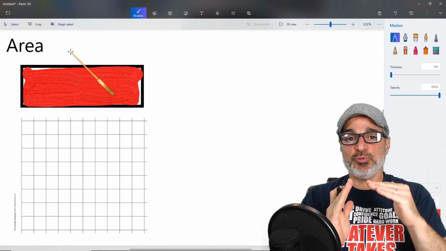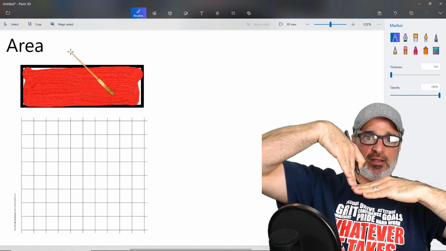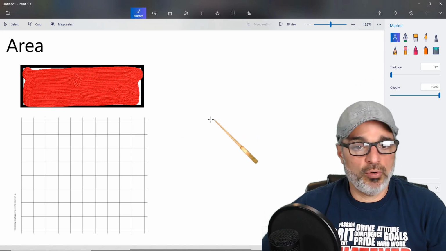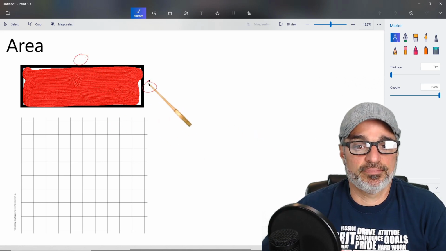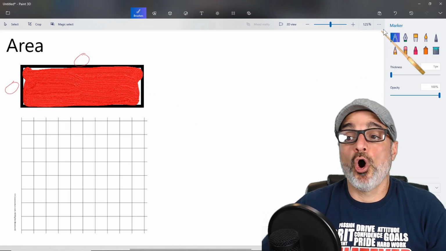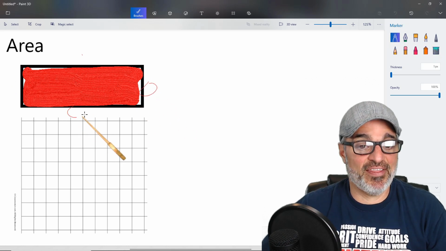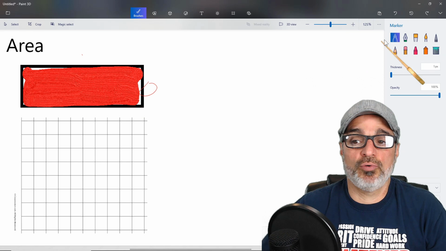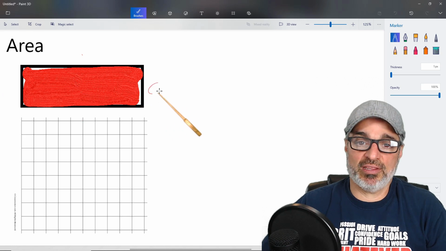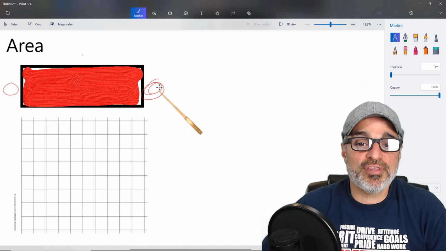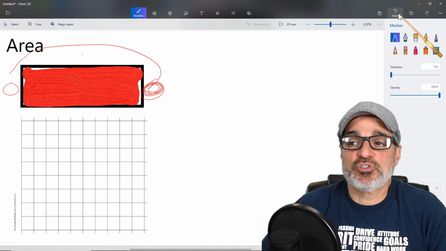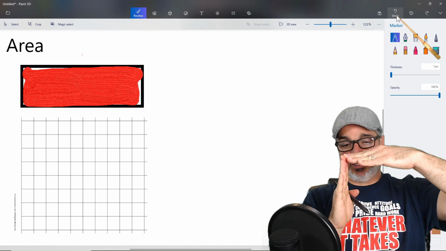So it has to be the 2 sides that form an L, or an upside down L. So we need to know this side and this side, or this side and this side. Actually, if we know this side, then we know this one, right? Because it's a rectangle. So for the area, we need to know the width and the length.